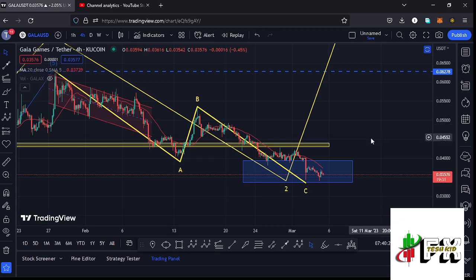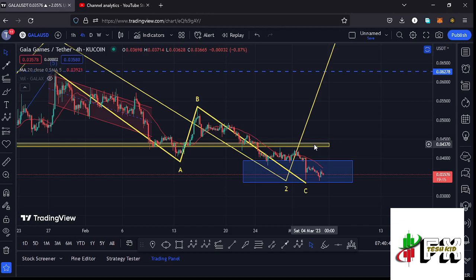The latest developments on the Gala Games chart, which at the time of this recording has continued to hold below the 20-day MA here on the 4-hour chart, which is now acting as resistance. We are also facing a key area of resistance at around the $0.0437 mark.